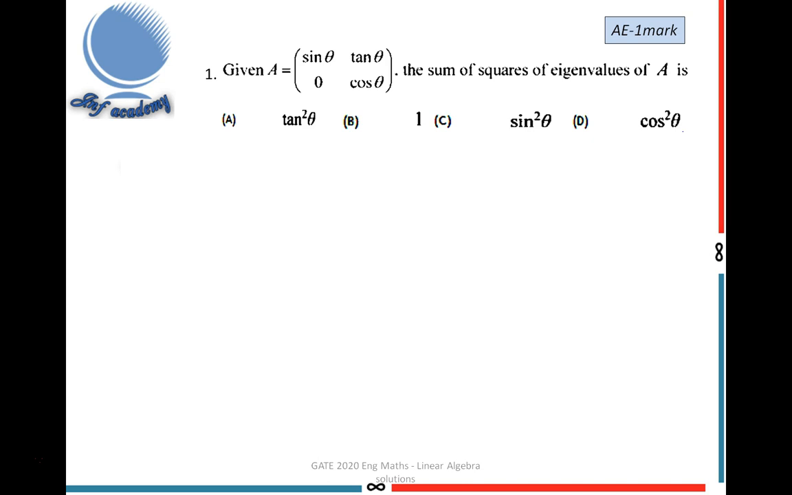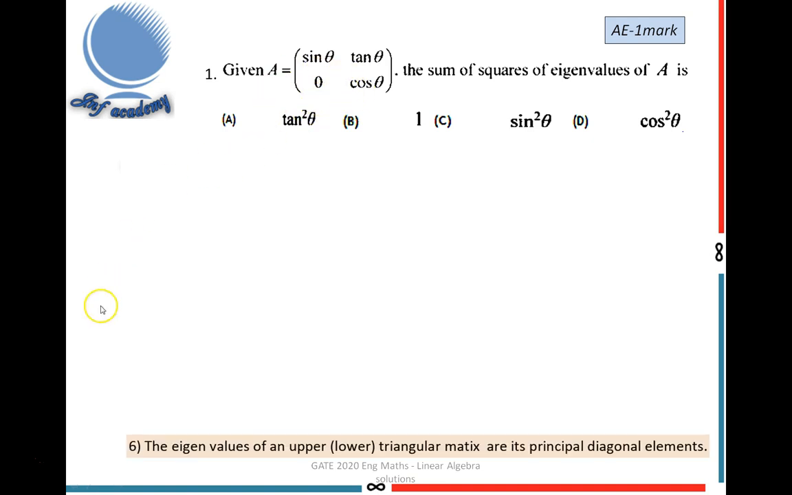First problem is given: A equal to sin theta, tan theta, 0, cos theta. The sum of squares of eigenvalues of A is what? It's from the AE branch. It has 1 mark. Here a 2 by 2 matrix is given. The given matrix is an upper triangular matrix because the elements below the principal diagonal are 0. So the given matrix is an upper triangular matrix.